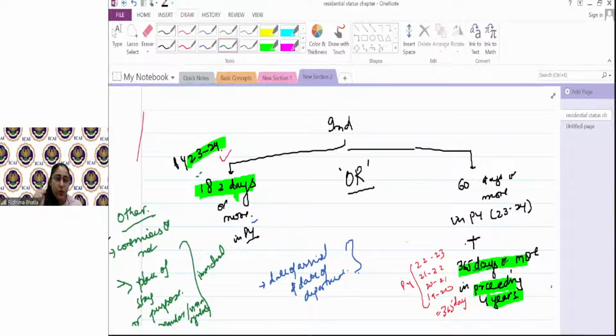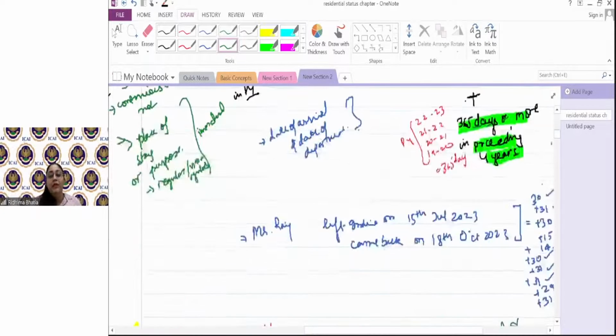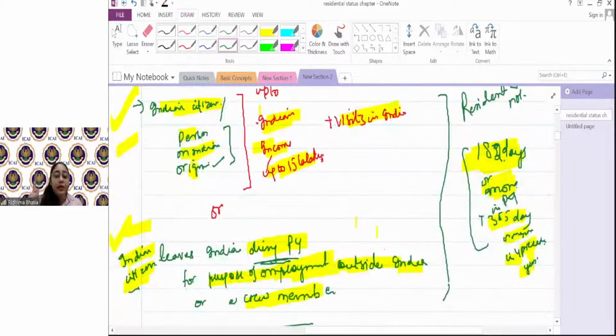You have to be careful. Why? If it is an outsider, a non-Indian citizen, a non-person of Indian origin, then you just check this, simple. But if the question is of an Indian citizen, immediately your mind should focus on exceptions.